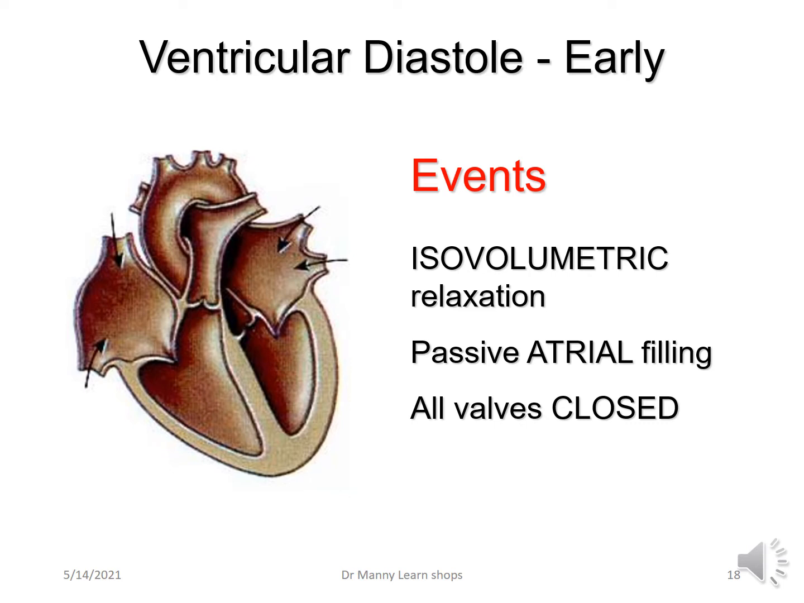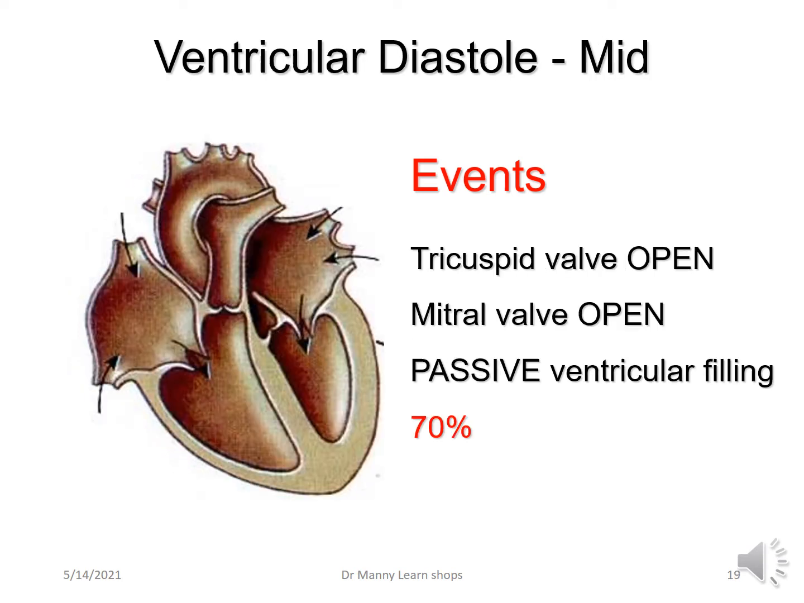You've got ventricular diastole, which can be early. And what occurs during this phase is basically isovolumetric relaxation, passive atrial filling, and all the heart valves are closed. The atrioventricular valves are closed and the semilunar valves are closed.